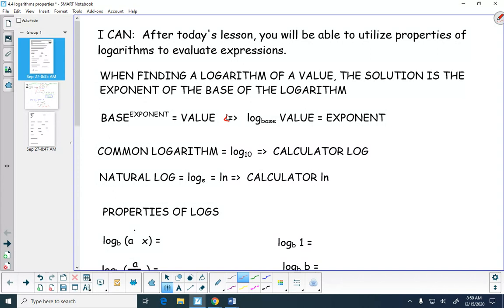When we deal with a common log, that is a base of 10. And once again, as we just alluded to, most of the time you will not see a base of 10 there. So you just see the log. When we deal with a natural log, we have a log base e, and then on your calculator, that is ln. Properties of logarithms.